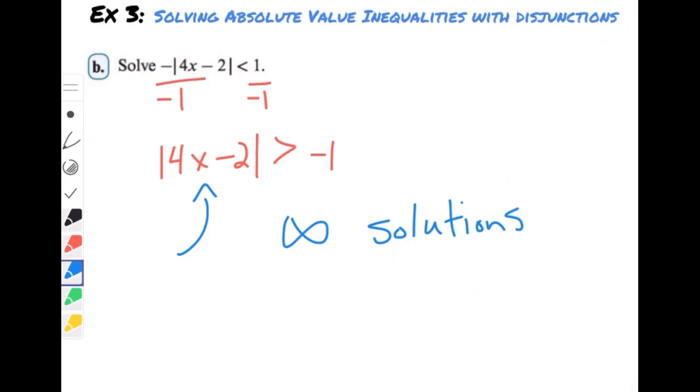And it's all because of the direction of that inequality. So because the inequality or the absolute value piece is greater than a negative number, we get infinite solutions. If the absolute value is less than a negative number, that would be no solutions.